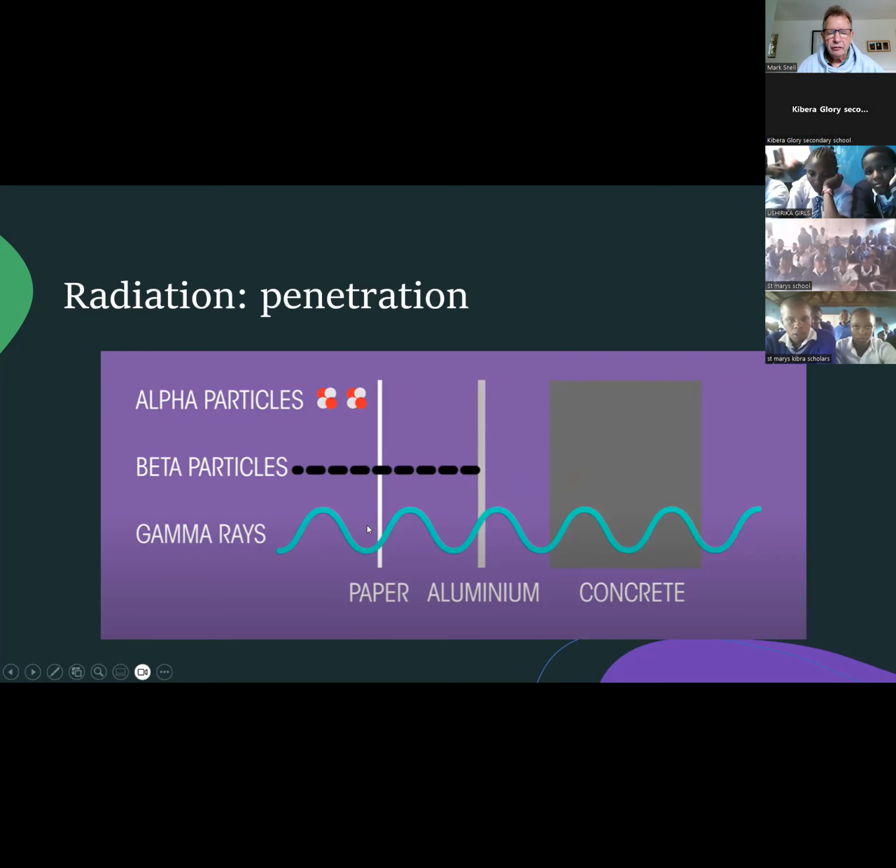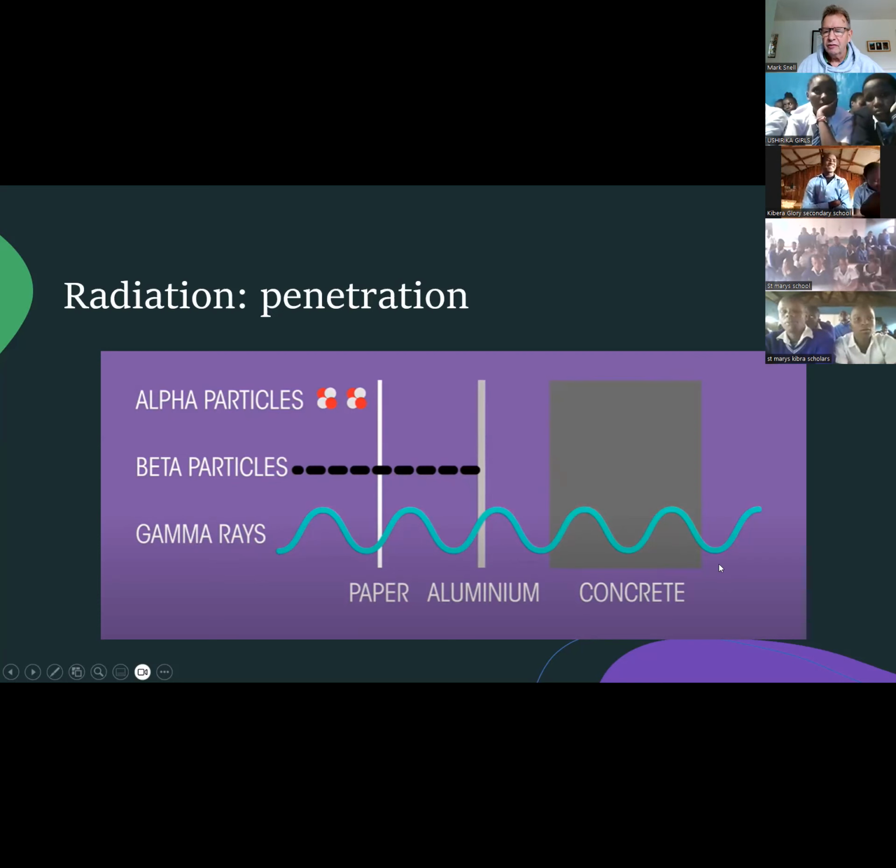Gamma rays will go through paper, aluminium, concrete, but will be stopped by a few centimeters of lead. Okay, stopped by a few centimeters of lead. So alpha particles, paper, beta particles, aluminium foil, gamma rays, only lead, straight through concrete, unless it's very, very thick.